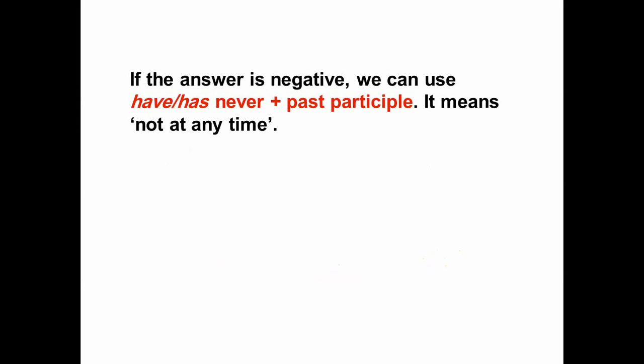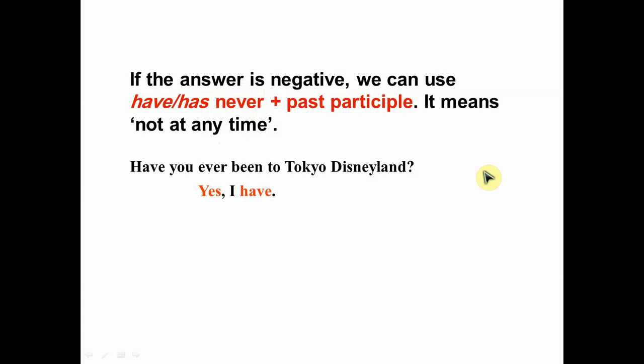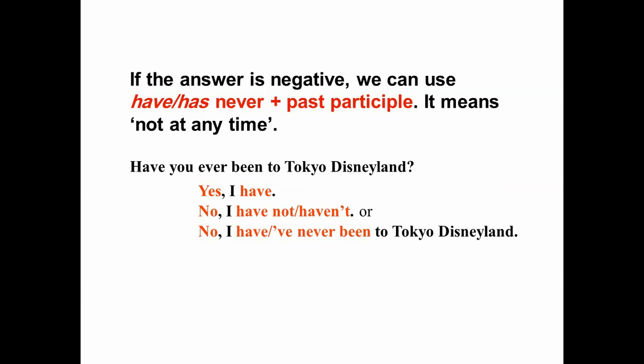Now let's notice that if the answer is negative, we can use have or has plus never plus past participle. And here it means not at any time. So here I can change not to never to make a negative answer. For example, when someone asks you, have you ever been to Tokyo Disneyland? You can say yes I have, no I haven't, or no I have not. Or you can say no I have never been to Tokyo Disneyland. So here we can say never instead of not to make a negative answer.